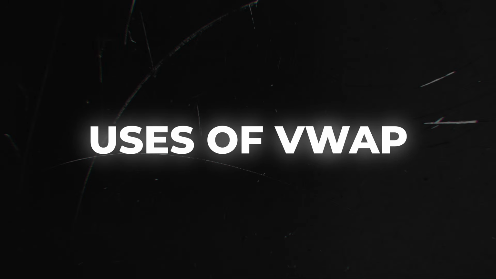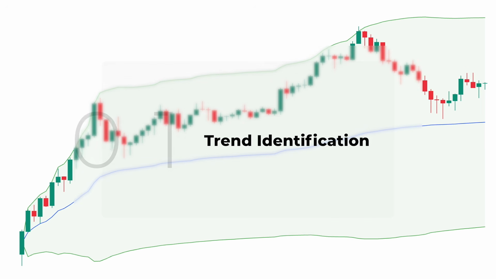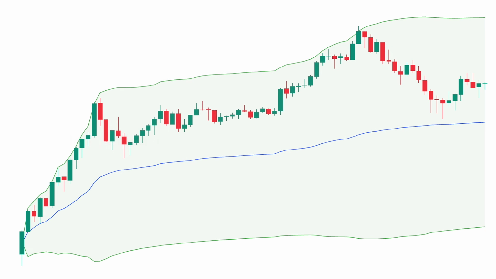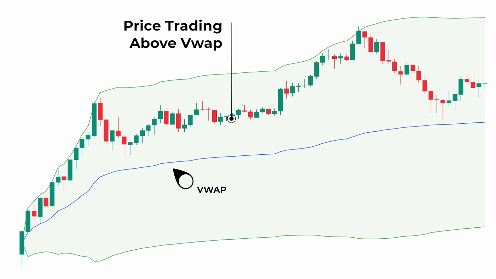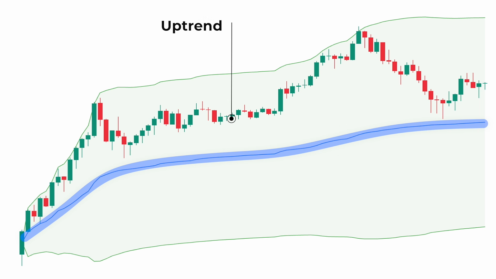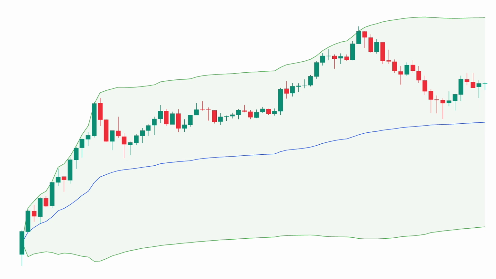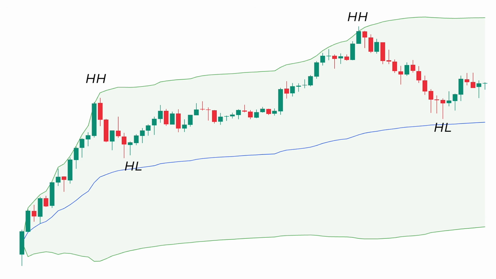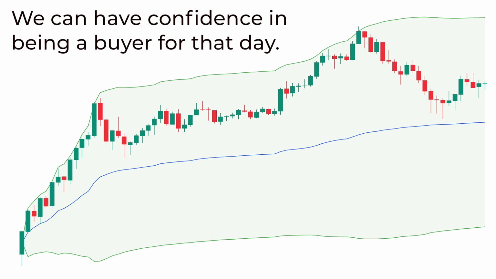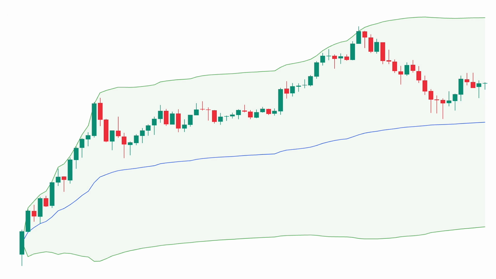Uses of the VWAP. Use 1. Trend identification. The VWAP is extremely powerful when it comes to identifying the trend. If the price is currently trading above the VWAP and the VWAP is sloped upwards, then we can classify this as an uptrend. In such a situation, we should look at the price action and look for a formation of higher highs and higher lows. If that is true, then we can have confidence in being a buyer for that day.